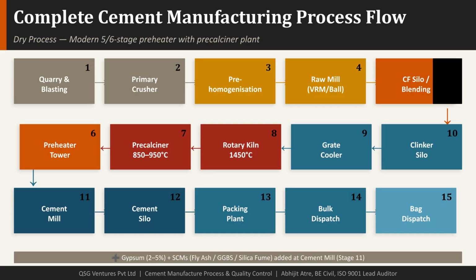This flowchart summarizes the entire cement manufacturing process, starting from quarrying and ending with dispatch. It highlights the main stages, from raw material preparation and milling, through pyroprocessing and cooling, to final grinding and packaging. Note that supplementary cementitious materials and gypsum are added at the cement mill stage.